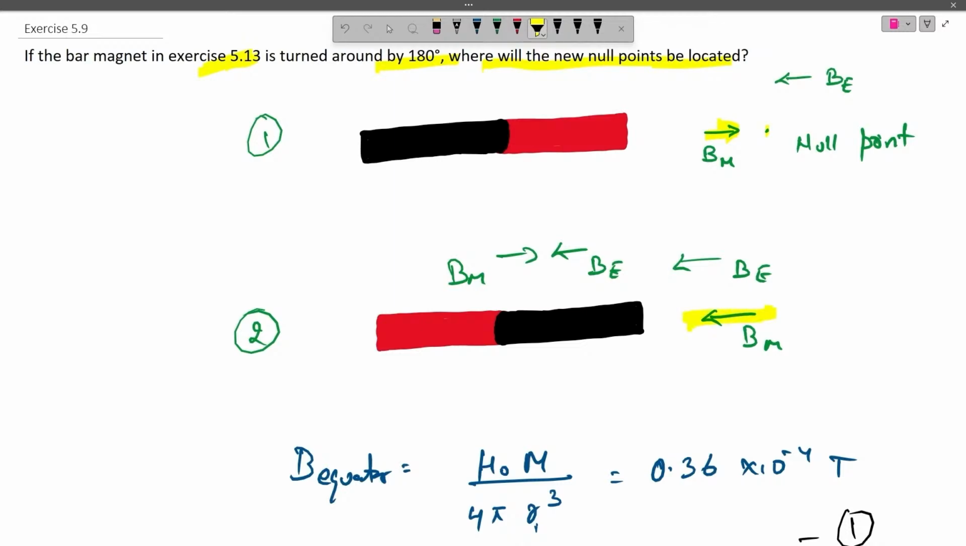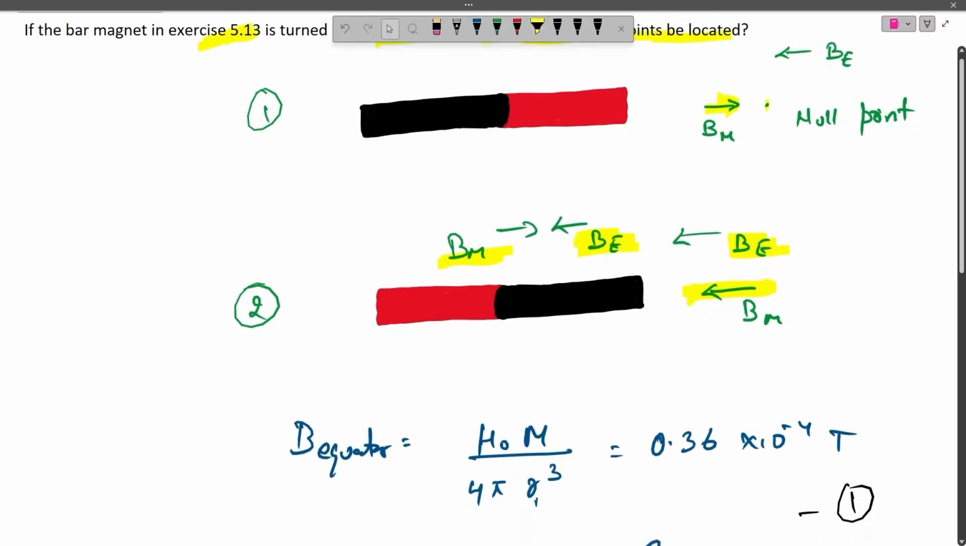Now we have to find out the new null point. So we know that at the null point the net magnetic field is 0, that is, the magnetic field due to the magnet will cancel out the magnetic field due to the Earth. So we have to find out at what point the total magnetic field will be 0, or the null point of the magnet. So it will be on the equatorial position now, because along the axis the direction of the magnetic field is the same as that of the Earth's magnetic field, so we can't find it on the axial position, so it will be on the equatorial position.